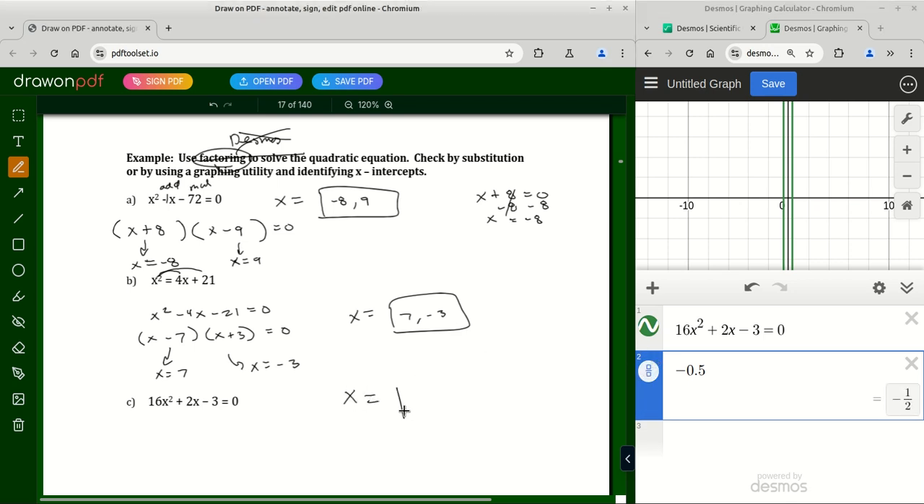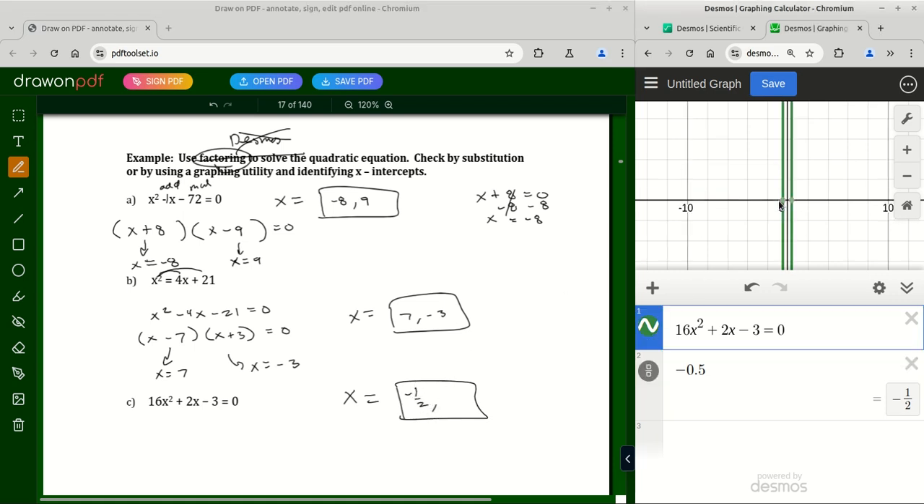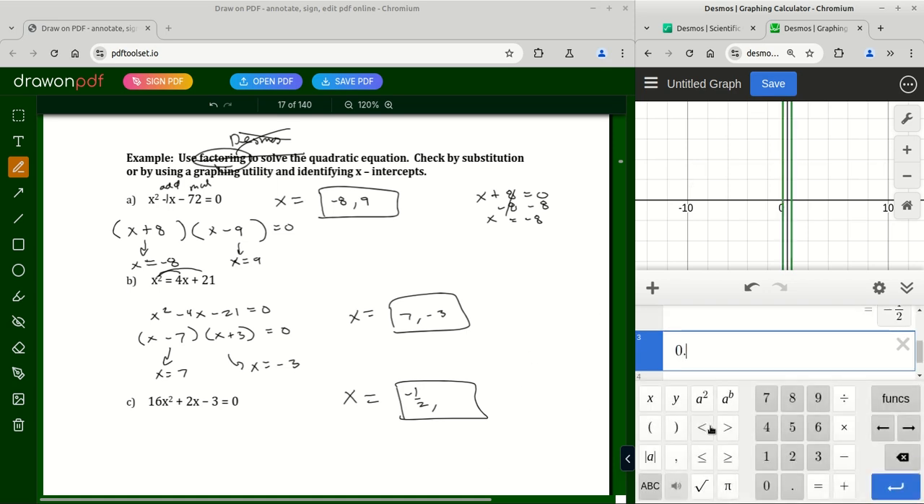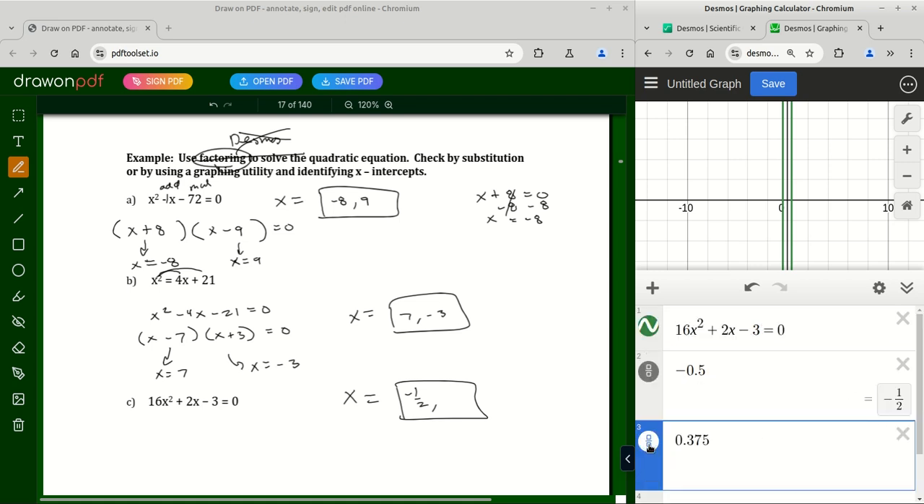So let me write these down so that I have them. That's a negative 1/2. And then back to this guy again. 0.375. Does that also give me a fraction? And it does. Look at that. That looks pretty. Now I'm going to go back and verify these.